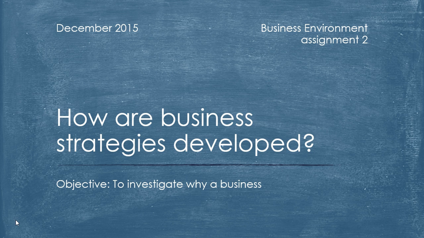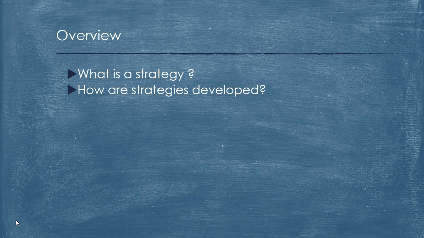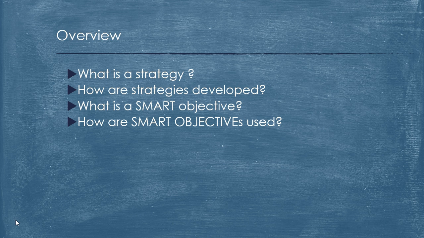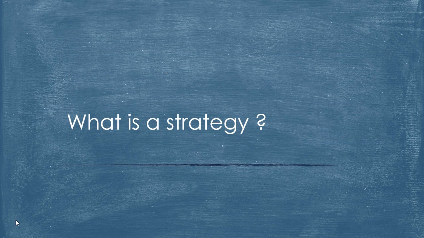And this should give you a really good in-depth guide to what kind of business structures a business uses and what kind of issues there are. What I'm going to do is pose you some questions. I might split the video into a couple of sections simply because of the volume of them. So the first part, we're going to look at what is a strategy. We're going to look at how a strategy is developed, and also what are smart objectives which come from strategies, how are they developed, how are smart objectives used by businesses, why do public and private sector organisations have different objectives? So firstly, what is a strategy?